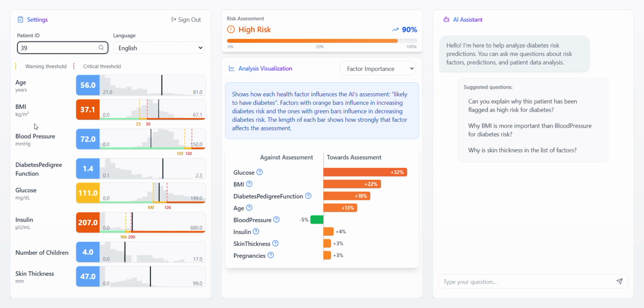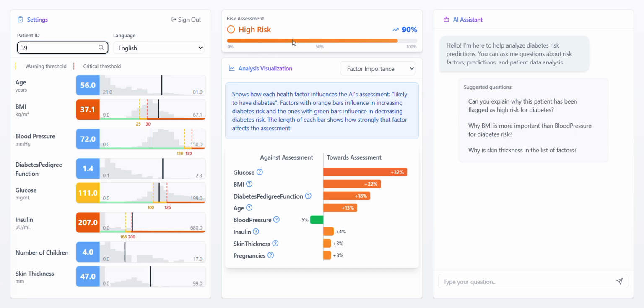For certain factors, BMI, glucose, and insulin, it's indicated whether the patient value lies in the normal range or a warning or critical threshold. For example, whether the patient condition is pre-diabetic or diabetic.